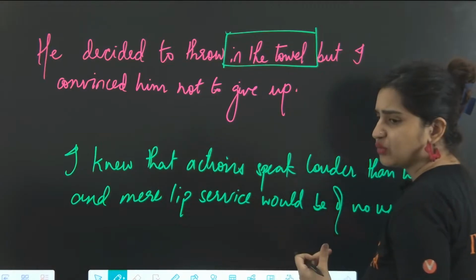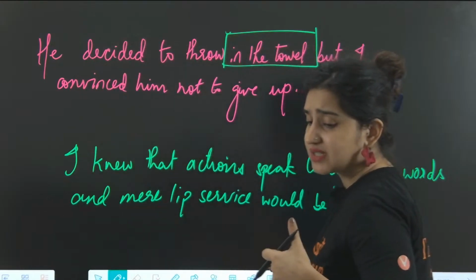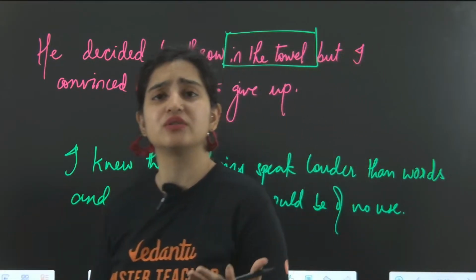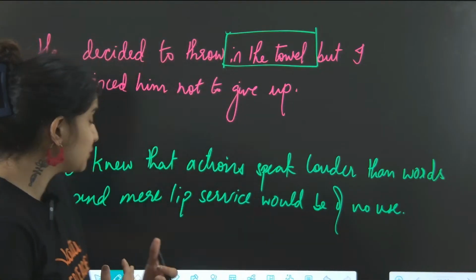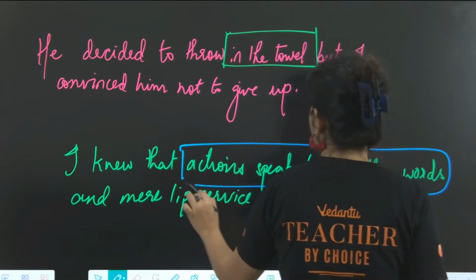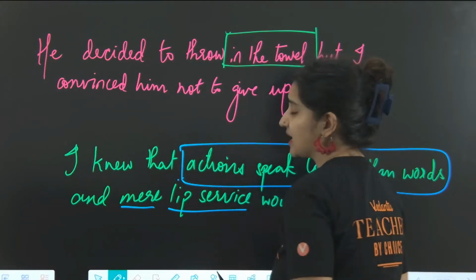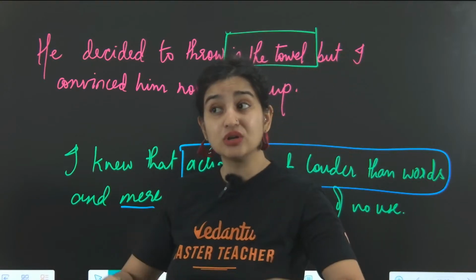So here something bad happened to a friend of yours maybe, and you decided to give them some sort of consolation. You know, like they say, koi baat nahi ho jayega, dil aasa dena. You decided to do that, but you knew that actions speak louder than words. And mere lip service. What does mere lip service over here mean? Only saying things, not doing anything.